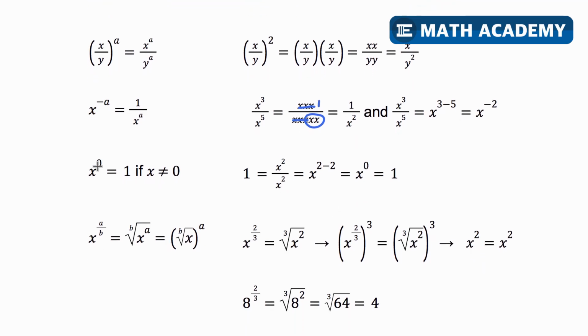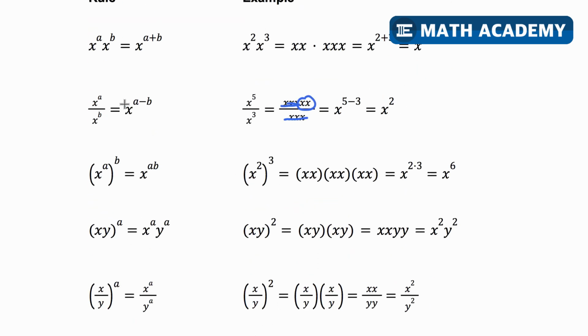Next is x to the power of 0 equals 1 if x does not equal 0. We can think about that this way. We can say 1 is equal to anything divided by itself. X squared divided by x squared is going to equal 1 as long as we're not dividing by 0. So x can't be 0.